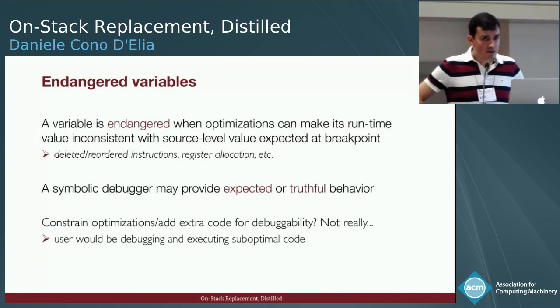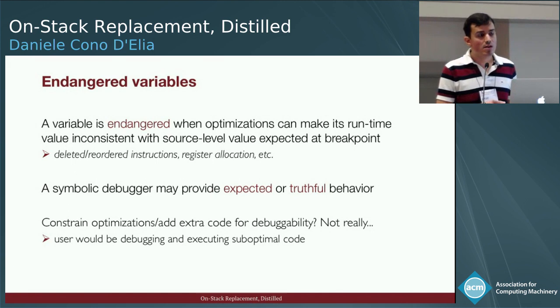Okay, first, the problem statement. In the literature on source-level debugging, they say that a variable is endangered when, because of the effects of optimizations, this variable can hold at a breakpoint a value that is inconsistent with what you're expecting if you execute the program at the source level in the unoptimized version. And this might be due to instructions that you move around, deleted instructions, or just because the compiler performs register allocation and you end up clobbering some variables.